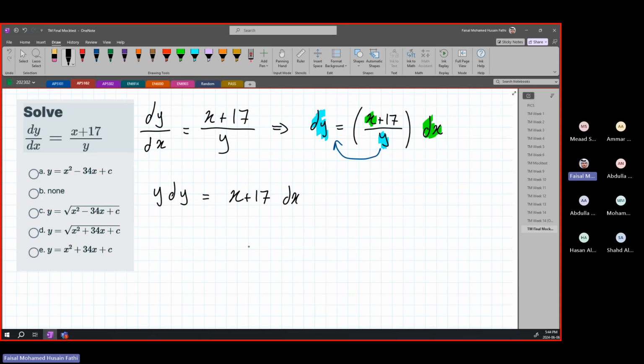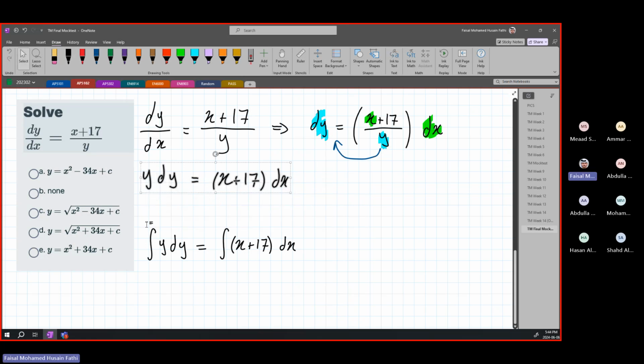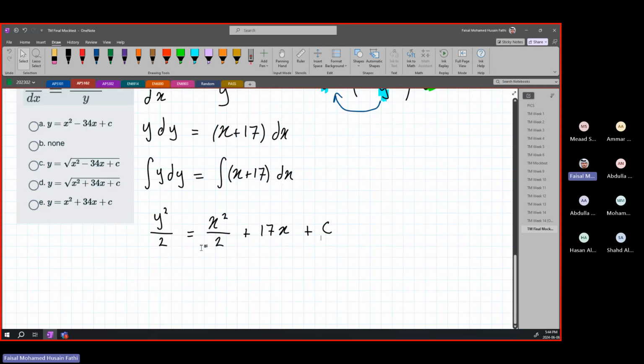So what can we do in the next step? We just integrate y dy, which is equal to the integration of x plus 17 dx. So we're going to be doing integration. Integration of y is simply y squared over 2, equal to the integral of x plus 17. So we'll integrate the x by itself. It's x squared over 2, and then plus 17x plus c.